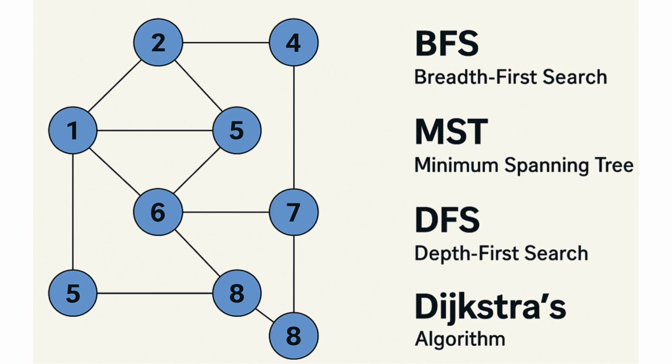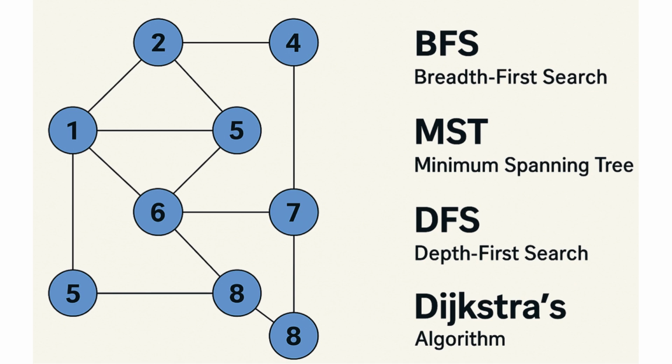Then we have graph algorithms. MST, minimum spanning tree. A subset of edges that connects all vertices in a graph with the minimum possible total edge weight, without forming cycles. DFS, depth first search. A traversal algorithm that explores as far as possible along each branch before backtracking.